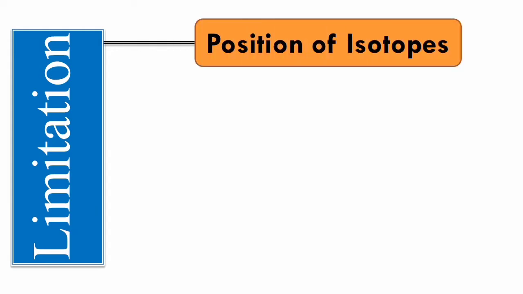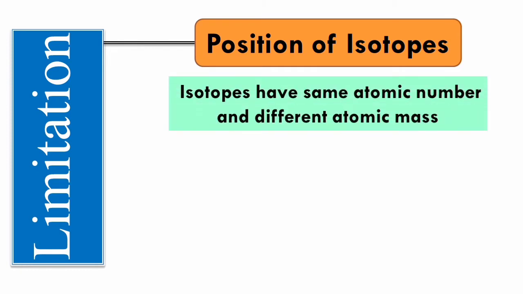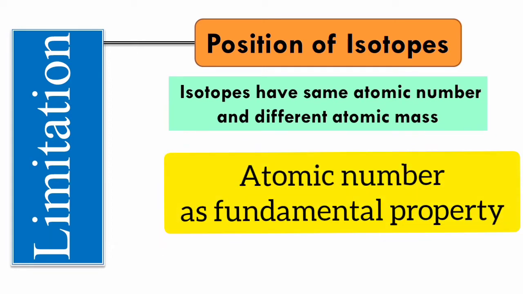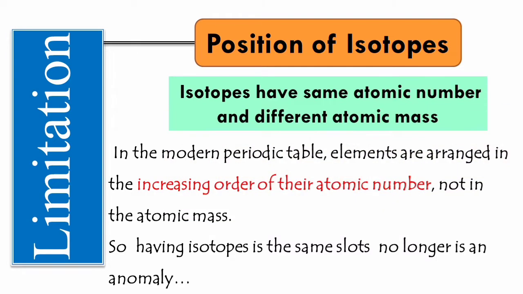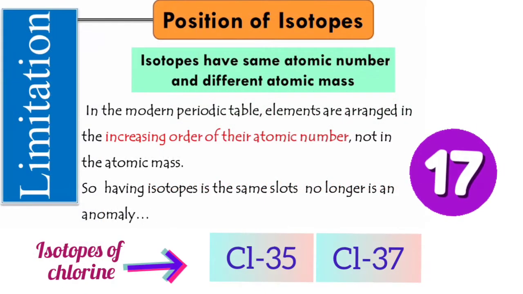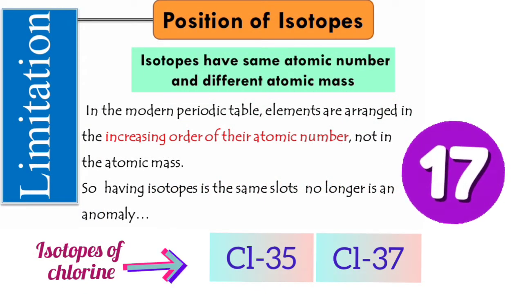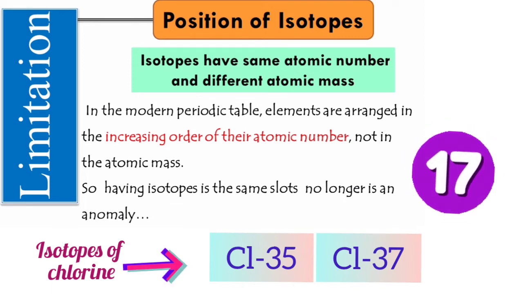Position of the isotopes. All the isotopes of an element have the same number of electrons. That means their atomic number is same and their atomic mass is different. Since in the modern periodic table, classification is based on the increasing order of atomic number, isotopes can be arranged in the same slot as their atomic numbers are same and only the atomic mass is different. So for example, chlorine 35 and 37 with same atomic number 17 can be placed in the same group in the periodic table.